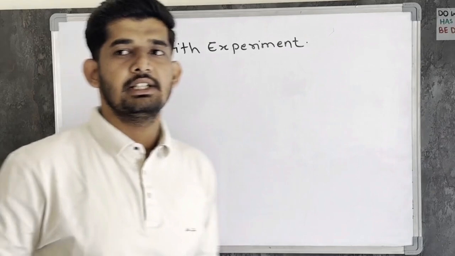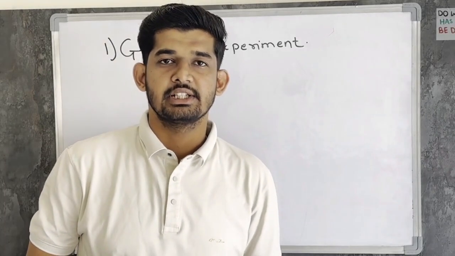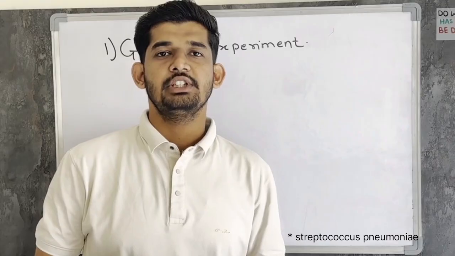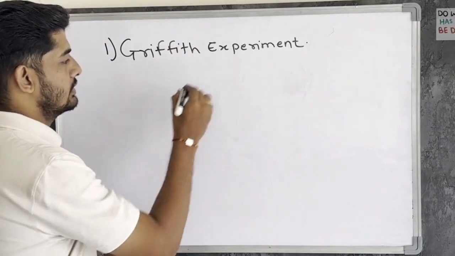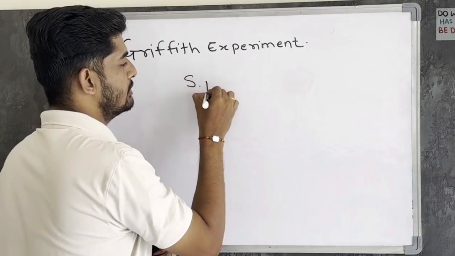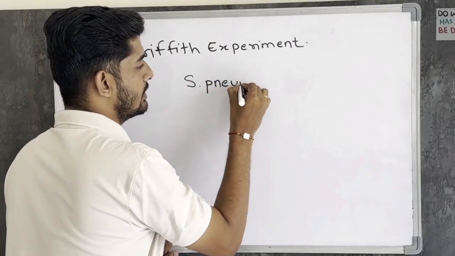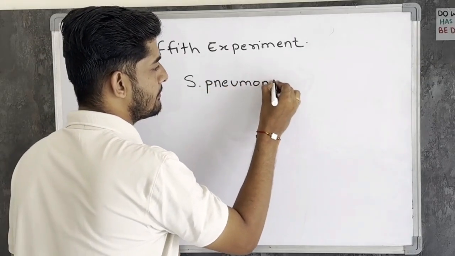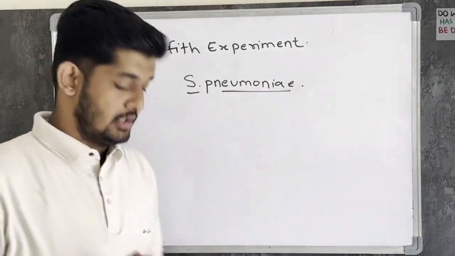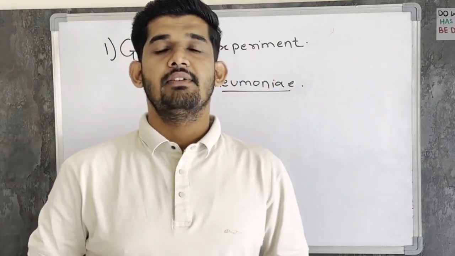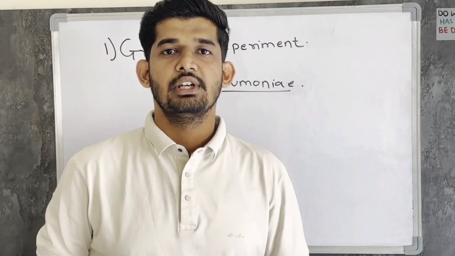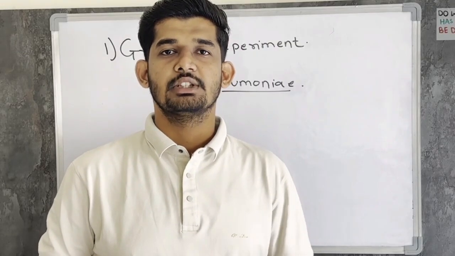Griffith conducted his experiment in the year 1928. He used two organisms. First was the bacteria and second was the mice. The bacteria that was used is the Streptococcus pneumoniae. Now this Streptococcus pneumoniae, when it infects the organism, has the ability to cause pneumonia in that organism, and eventually the death of this organism occurs.